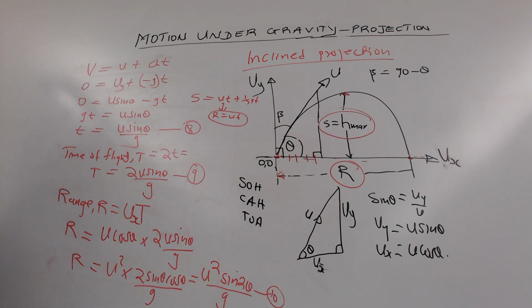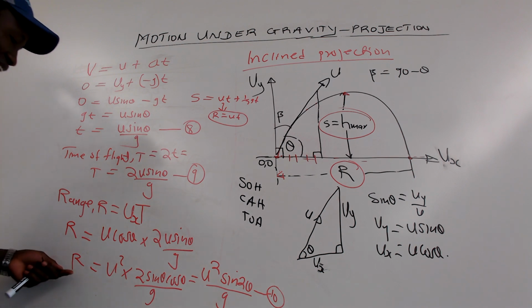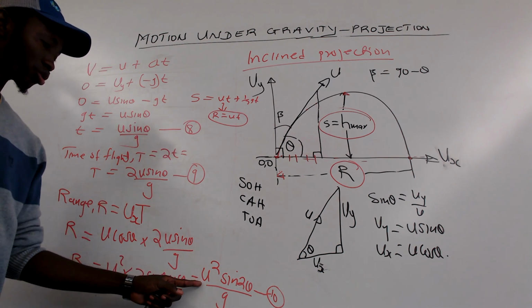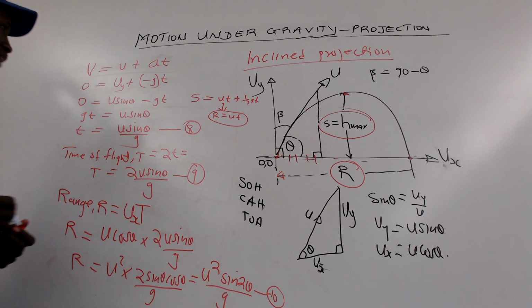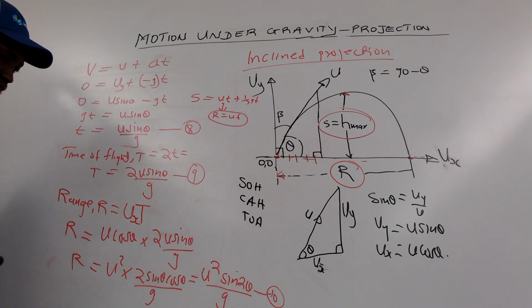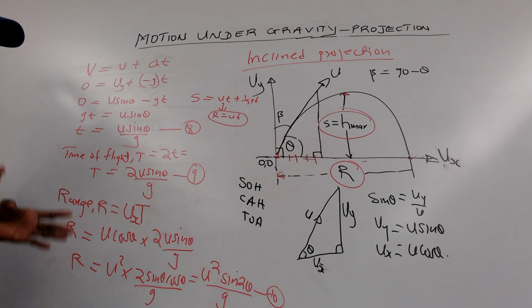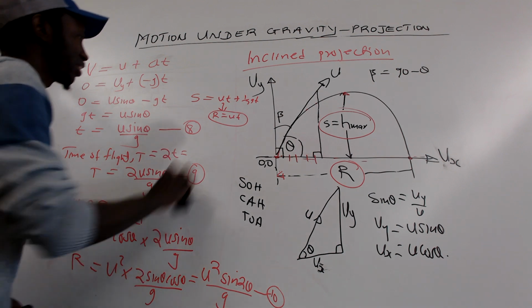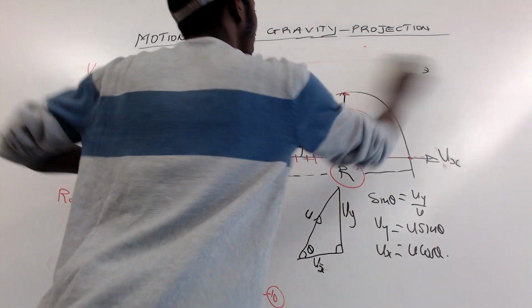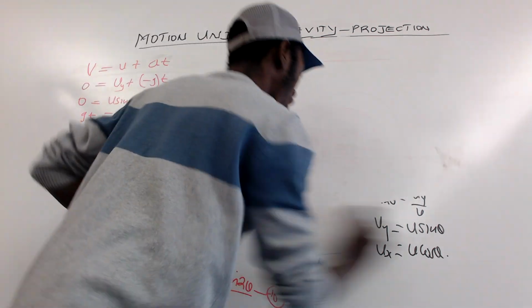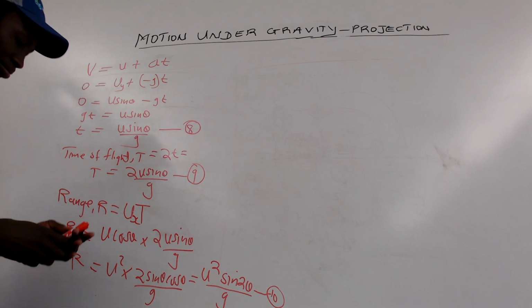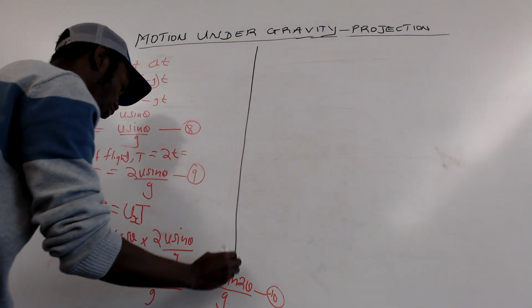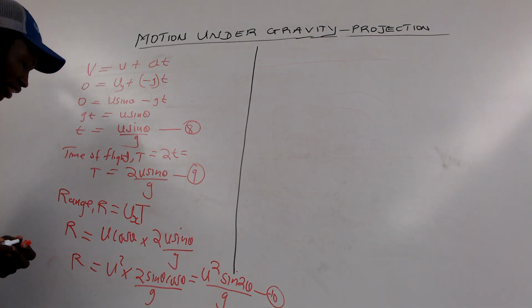So if we are asked to calculate the horizontal range of an inclined projectile, it is given as u square sine 2 theta all over g. We have to take note of this. Under horizontal range, we have to take three main cases which are very sensitive. Let's discuss this. Under horizontal range, some of the things we might be asked to find include the maximum range.